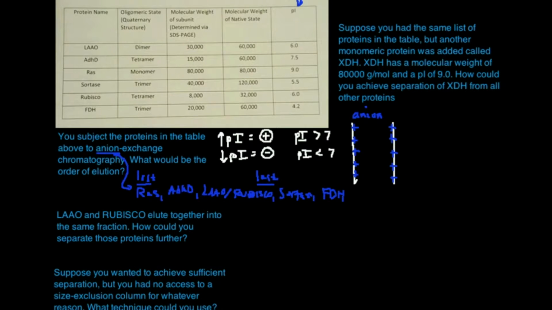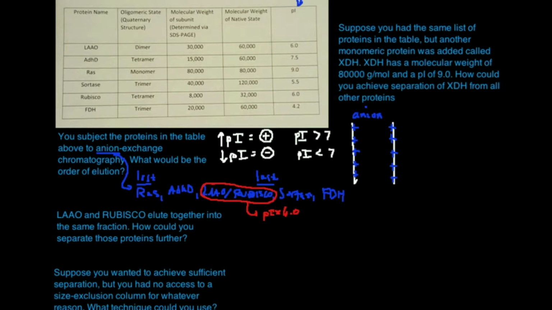So notice what we said here is we have two proteins that elute together using anion exchange. They would actually elute together if you did cation exchange too. But those are LAAO and Rubisco. And the reason they elute together is both of their isoelectric points are 6. Okay, they're both the same. So they don't actually separate using ion exchange. You're going to have to use another technique to separate them. So these elute together into the same fraction.